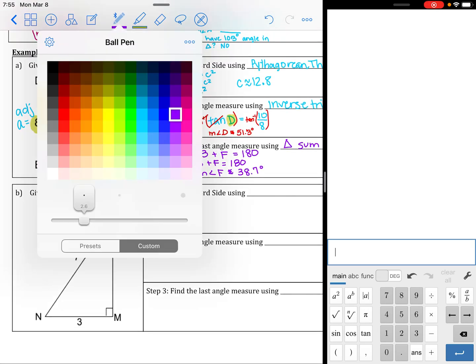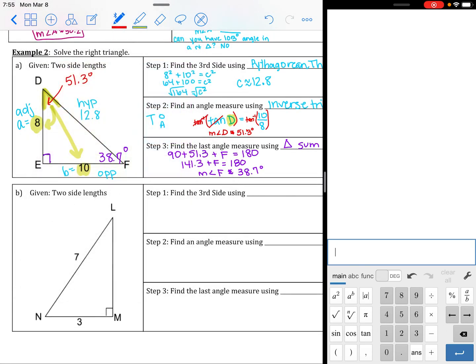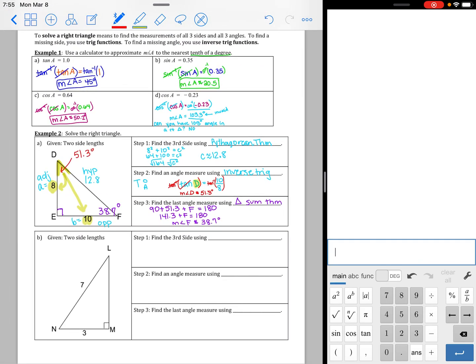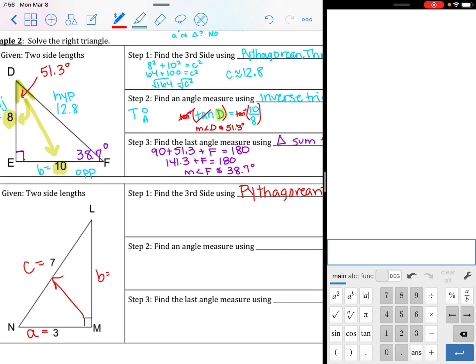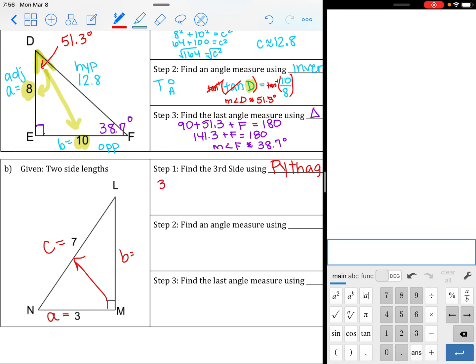Looking at this one, so we're starting off the same. The first thing we're going to do is find the third side. So since I have two sides, I'm going to use the Pythagorean theorem to find that third side. So I'm going to look at what I have. Since the 7 is across from the right angle, that's the C. So I'm going to use A is 3, and I'm going to figure out what that B measurement is.